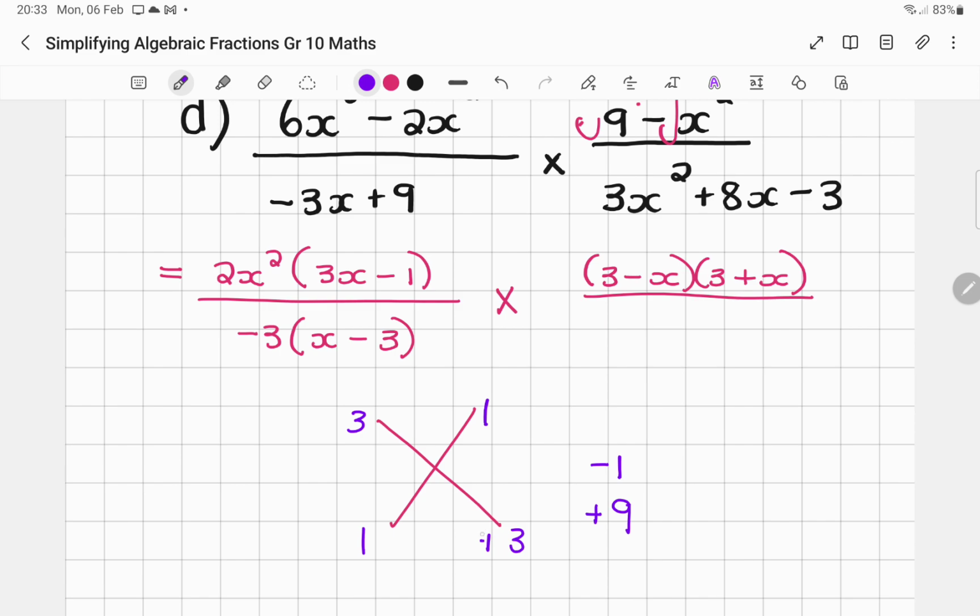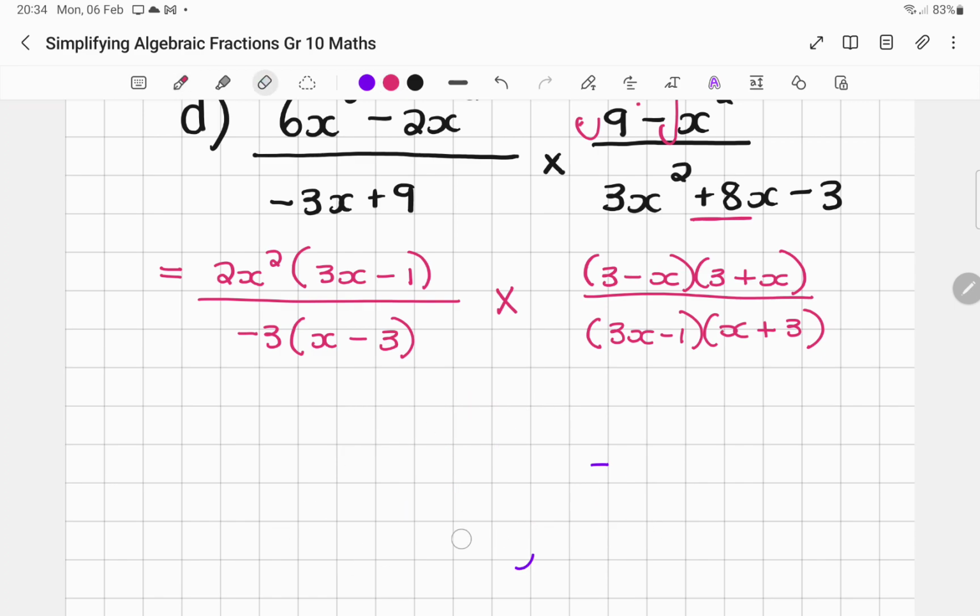Which one gave you the 9? The 3 and the 3. Which one gave you the 1? The negative 1. So there's your brackets over there, and I'm going to test it. 3x minus 1. Oopsie, and then x plus 3. Let's check. 3x times x is 3x squared, plus 9x minus x gives you a plus 8x, and the negative 1 times a positive 3 does give you a negative 3. Okay, good. Then I'm just going to erase this so we can carry on.